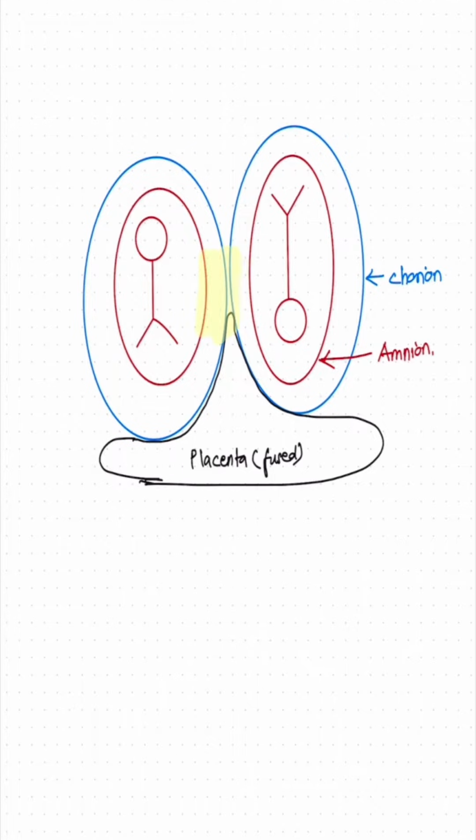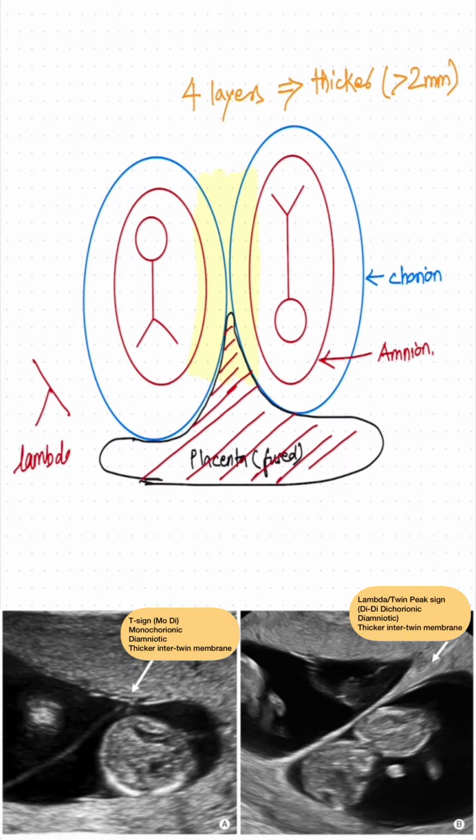So in between the two twins, the intertwin membrane consists of 4 layers, so it is relatively thicker, more than 2 mm in thickness, and this is called the lambda sign because of insinuation of placenta in between the intertwin membrane. So it is a sign of dichorionic diamniotic pregnancy.